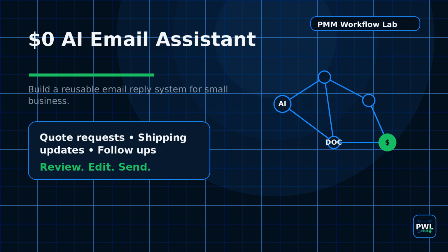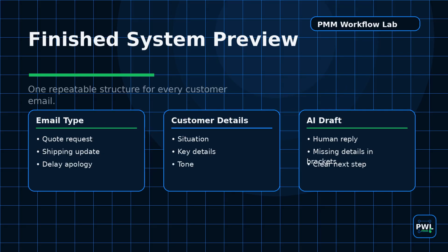If you run a small business, you probably answer the same emails over and over again. Quote requests, shipping updates, follow-ups, delays, customer questions, payment reminders. In this video, I'm going to show you how to build a simple $0 AI email assistant that helps you draft those replies faster without starting from scratch every time.